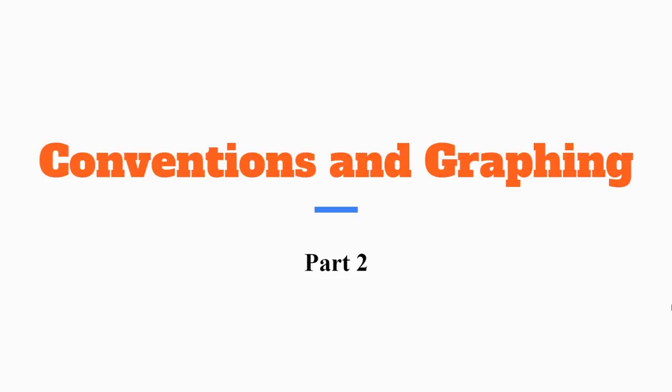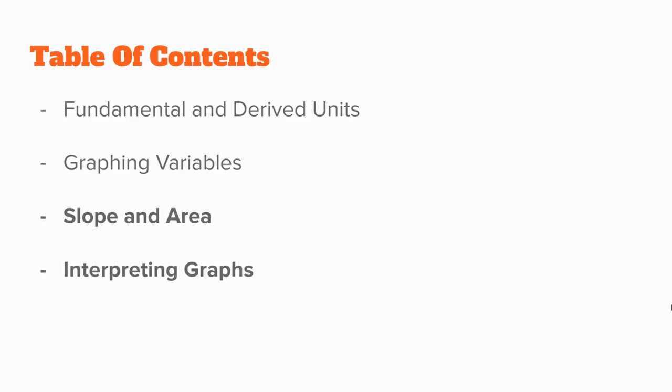This video is part 2 of conventions and graphings. In the last video, we talked about fundamental and derived units and graphing variables. Today, we are going to talk about slope and area and how to interpret graphs.